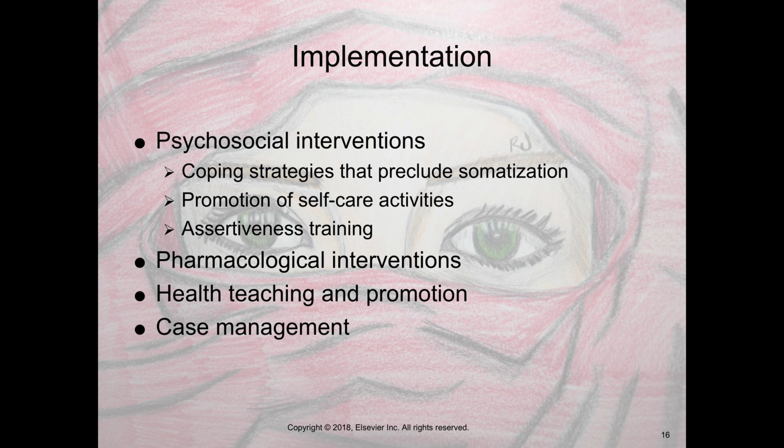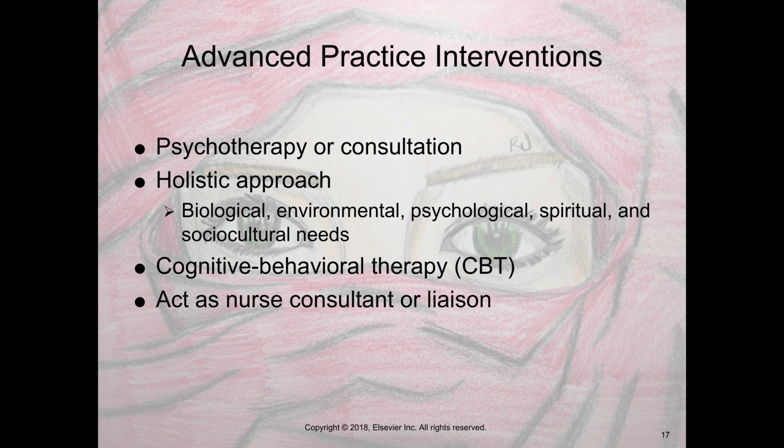Health teaching and promotion, and these folks might need case management because of their excessive use of healthcare services. Case management can help with navigation and minimize overuse of resources. Psychotherapy, using a holistic approach, is especially important because this is a very complex illness, and you need to factor in all of those environmental, psychological, spiritual, and sociocultural issues associated with the illnesses into your treatment plan. CBT, very, very good, and make sure that you advocate for your patients, act as a consultant or a liaison. And there's where that role of case management comes in as being so important.